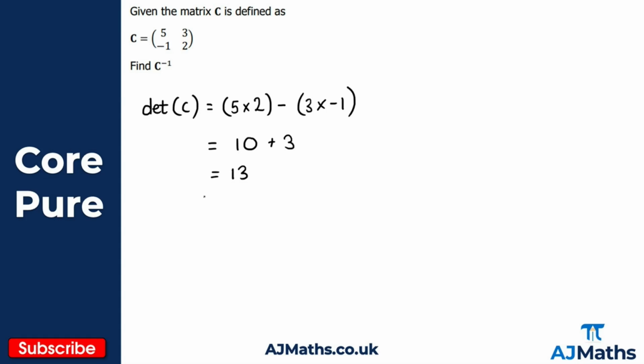Now, we need the inverse, so we write C inverse, and we take the reciprocal of our determinant, so 1 over 13, and then we multiply this by the modified matrix C. So remember the main diagonal switch, so that's going to be 2, 5, and then the signs change for the other diagonal. So that's going to be 1 in the bottom left corner, and that will be minus 3 in the top right corner. And there we have it. So that's what you should have got for our solution to this problem.